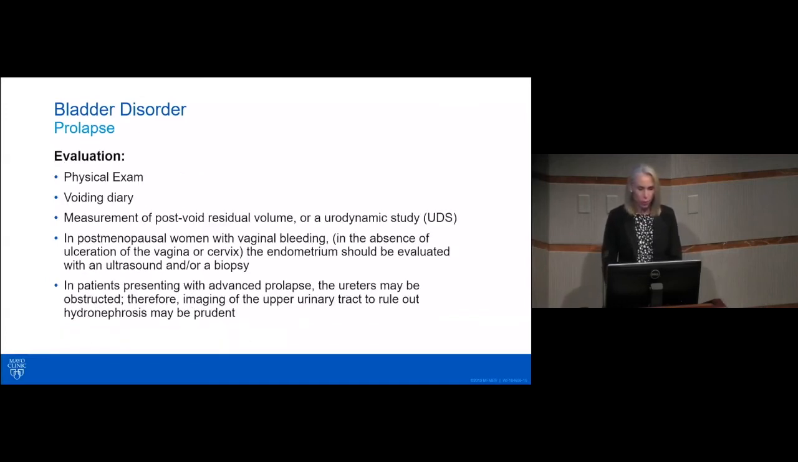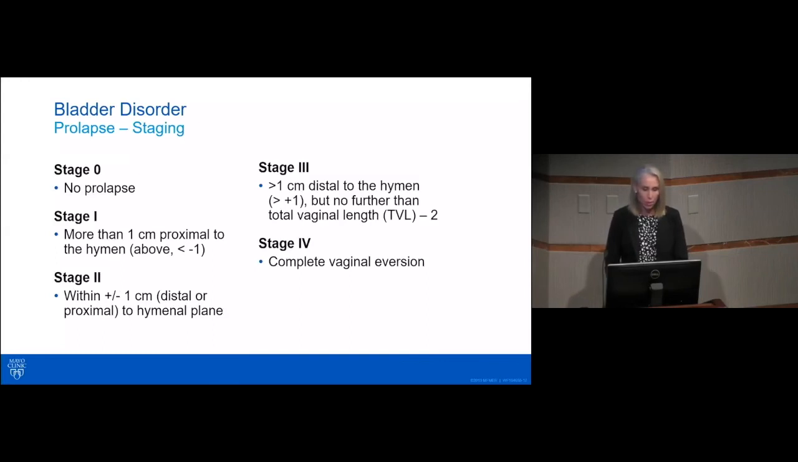When you evaluate for prolapse, you want to get a physical exam, get a voiding diary just to understand intake of fluids and output. You want to get post-void residual by ultrasound. If there's concern of bladder dysfunction itself, you want to get a urodynamic study. In postmenopausal women with vaginal bleeding in the absence of physical exam findings to suggest ulceration of cervix or vagina, you want to evaluate the endometrium. In patients with advanced prolapse, you want to also evaluate the upper tracts to make sure that the ureters are not obstructed, causing hydronephrosis.